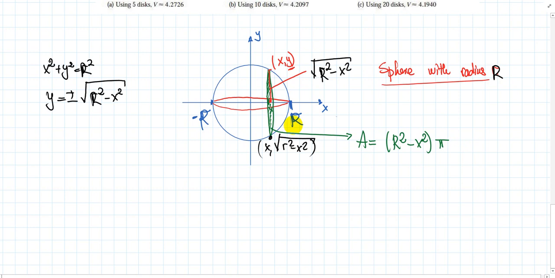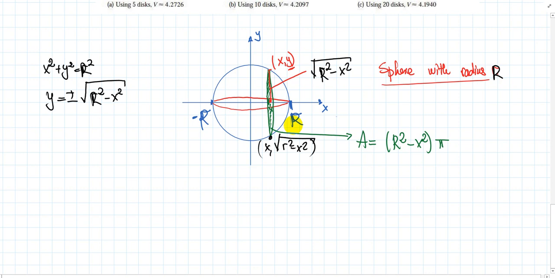So for example, if you decide to cut this here, where x is equal to big R, what will be the area? 0, right? Because there is no circle there. Exactly here also, if you put x equal to minus R, it gives you 0, right?